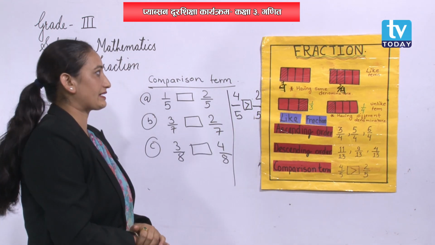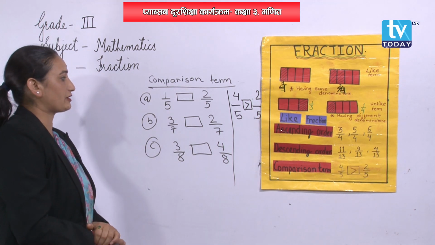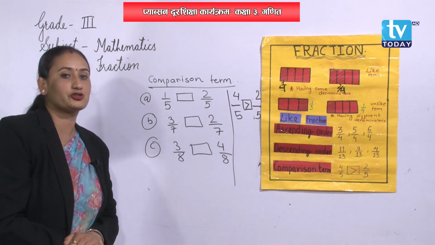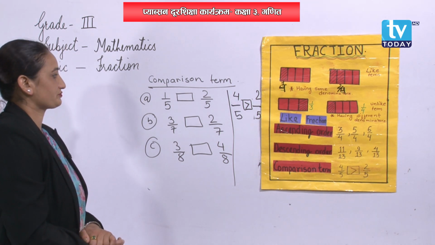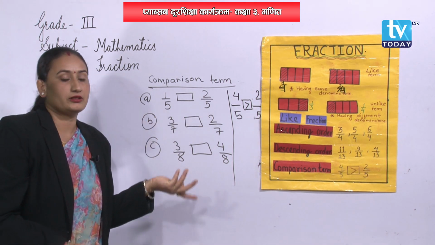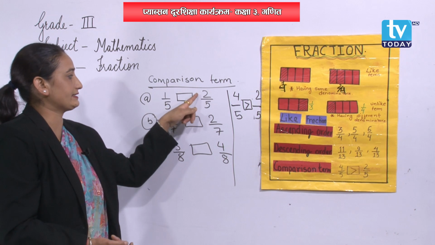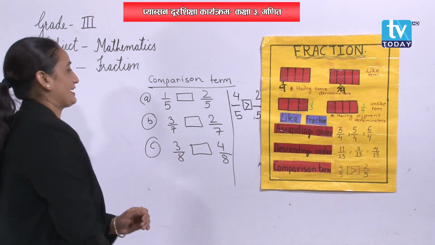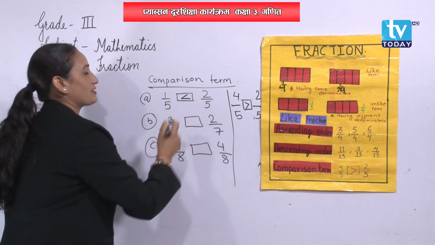Same like that, you have to compare over here. Can you compare? Which one is greater? Is 1 by 5 greater or 2 by 5 greater? Tell me, students. 5 and 5, they are equal. Then you have to see whether 1 is greater or 2 is greater. Obviously 2 is greater, right? So put the greater sign towards the 2.